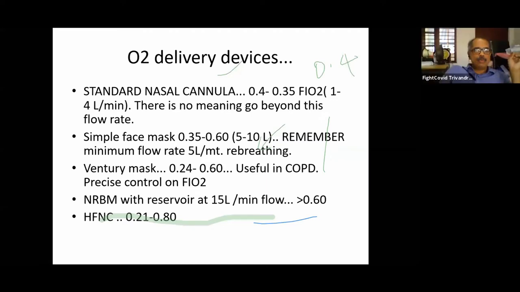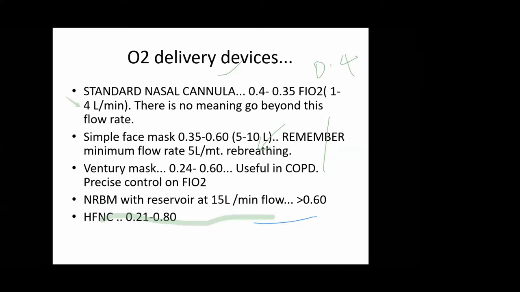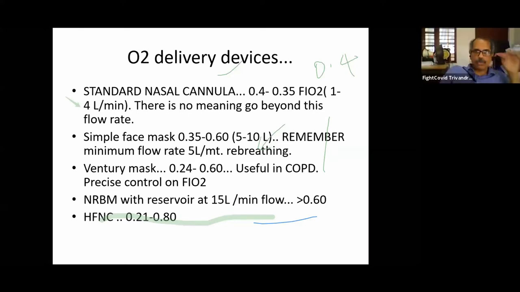Similarly, if you use a simple face mask, the FiO2 varies between 35 to 60% for a flow rate of 5 to 10 liters. Remember that the minimum flow rate required when you are using a simple face mask is at least 5 liters per minute. If you keep a flow rate of less than 5 liters per minute, there is a risk of rebreathing carbon dioxide. So in order to flush out the expired air, when you are using a simple face mask, always keep at least 5 liters per minute.